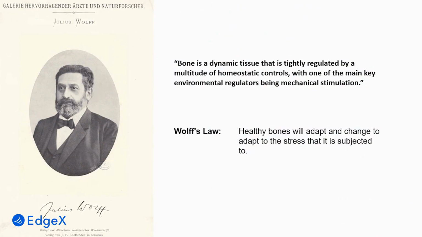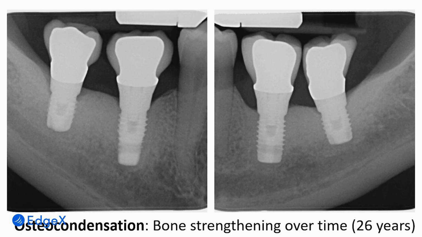So Julius Wolff documented a law in which healthy bones will adapt and change to the stress that they are subject to. This law is one of the reasons why I have a preference for using non-splintered crowns, among others, but it's nice to see these implants sitting in bone that appears to have osteocondensed over a period of 26 years, during which they've been in function.